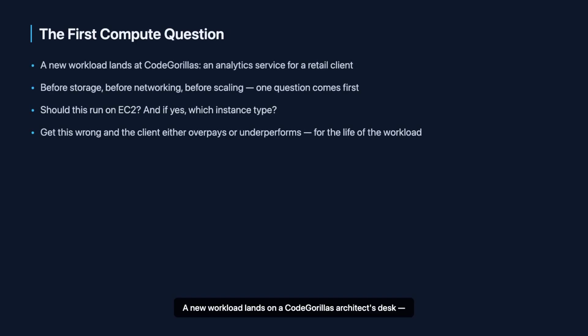A new workload lands on a Code Gorillas architect's desk, an analytics service for a retail client. Before anyone draws a single arrow, one scenario comes first. Should this run on EC2? And if yes, which instance type? That single decision shapes performance and cost for the entire life of the workload. Pick a family that doesn't match the shape of the work, and the client either overpays every month forever, or watches their service crawl during peak load. So let's make sure you can answer it.